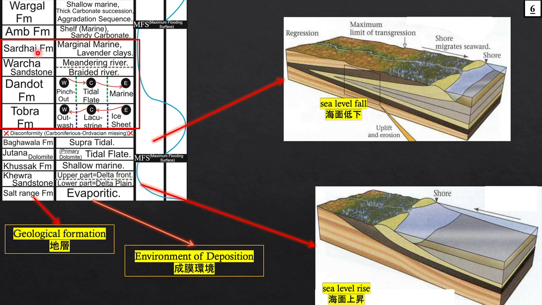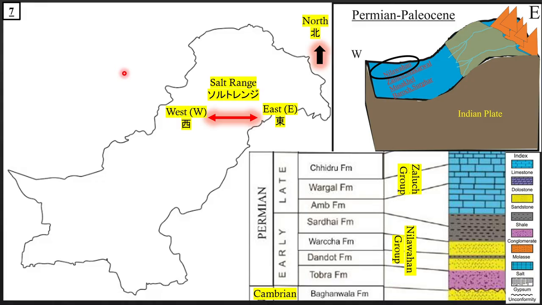And the Warcha Sandstone, whose lower part is braided and upper part is meandering, represents sea level rise again. And the last one, the Sardhai Formation, which is marginal marine and deposited above the fluvial system, also represents sea level rise. And there is the maximum flooding surface in the late Permian rocks, and then the highstand systems tract of the Wargal Formation was deposited.